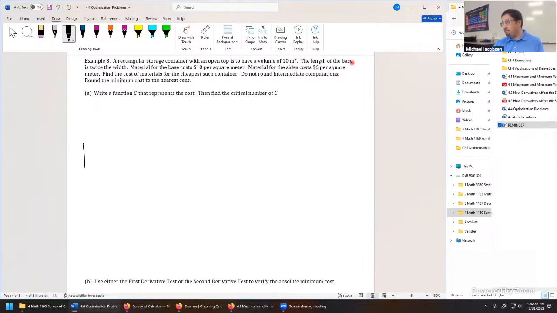I'm not an artist, so I practiced this before class, and I've learned drawing 2 squares is a good way to start. So here's my 2 squares. Kind of skew them off like this, try to make them exactly the same size. And now it becomes a rectangular storage container. Recall it has an open top. So there's a base, but there's no top to this. 4 sides and a base.